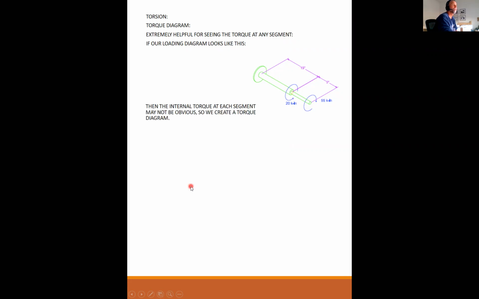And the first step to doing that is to create a torque diagram, is to find your end reaction. Don't even attempt to guess what these torques are internally until you get your end reaction. Okay, so how do you get your end reaction? You need to sum your moments.